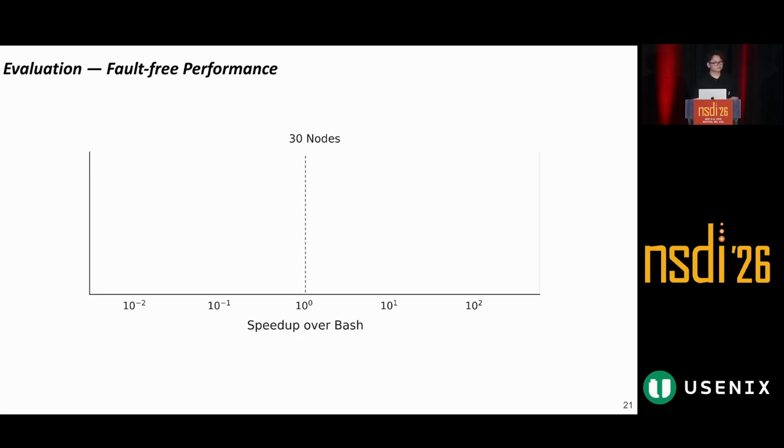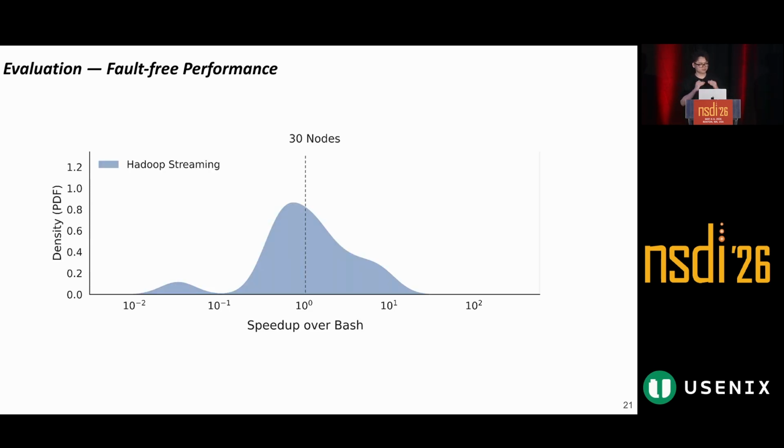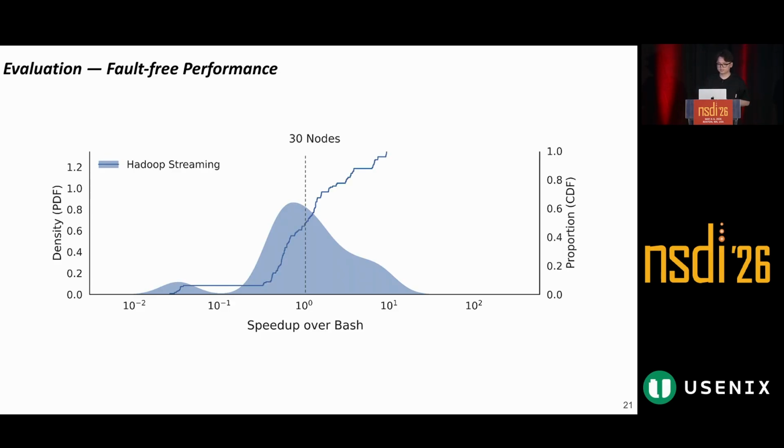Now, let's first take a look at the fault-free performance of Fractal in a 30-node cluster. The x-axis here is the speedup over Bash, and the left y-axis is the density, or the PDF, of the speedup across all benchmarks, represented by the shaded area here. It captures the overall distribution of speedups across all the benchmarks. And the right y-axis represents the cumulative proportion, or the CDF of the speedups, represented by the solid lines here. It indicates the fraction of the benchmarks that achieve at least a given speedup. The further to the right the plot is, the system achieves higher speedup in more benchmarks.